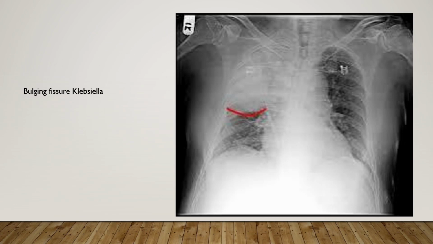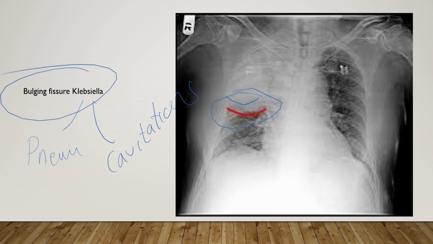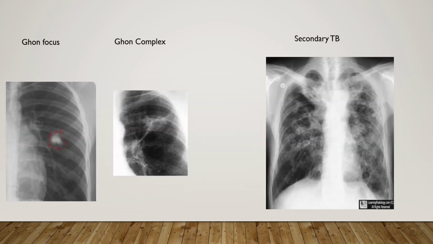Next, Klebsiella. Klebsiella causes bulging fissure. Now, I am sure in anatomy the fissure was not like this. So this is indicative of bulging fissure. Kleb can also cause pneumonia, and apparently can cause cavitations. But like I said, the main thing to know is bulging fissures. Here you can see the TB stages: primary, secondary, Ghon focus.